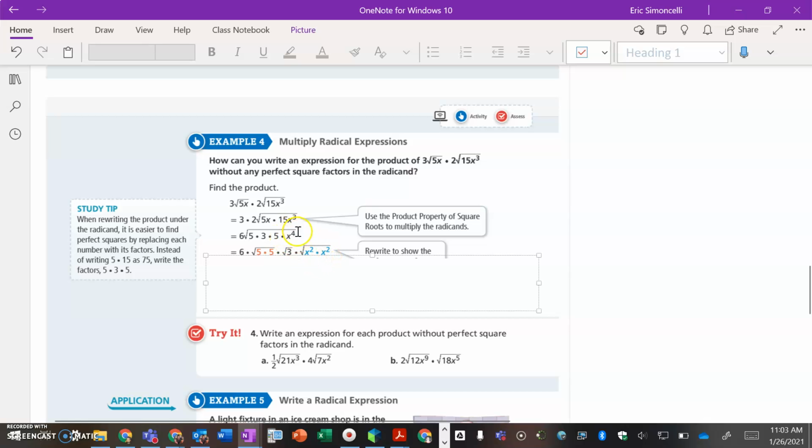Because it's a perfect square, it's nicely going to be conveyed as such so that you can actually take the square root in the next step. Rewrite to show the perfect square factors, of course. And there's the next step.